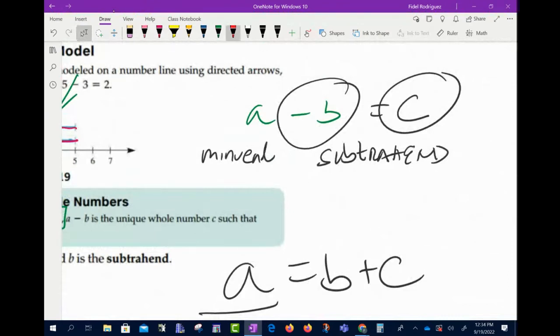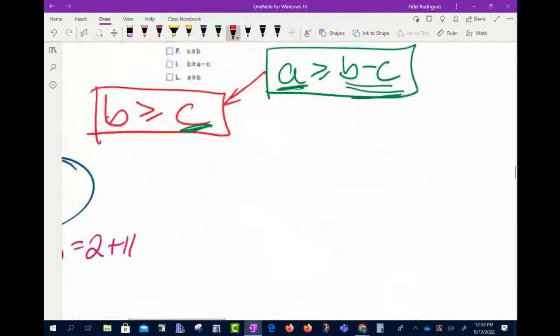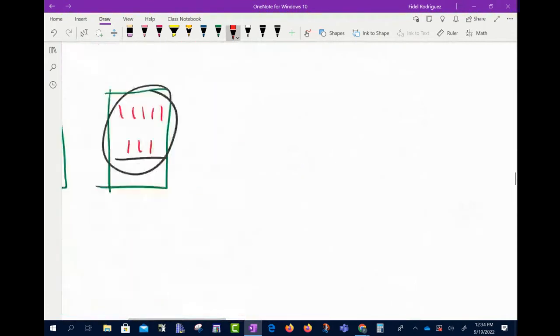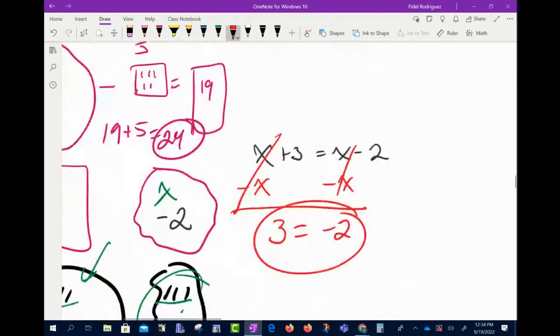So the first number here, y'all, is what we call the minuend, and the second number is what we call the subtrahend, okay? So the first number is the minuend, the second number is the subtrahend. I think the easiest way to remember that is the second number is the number that's being subtracted, okay? So let me scroll back over here and look at my options.